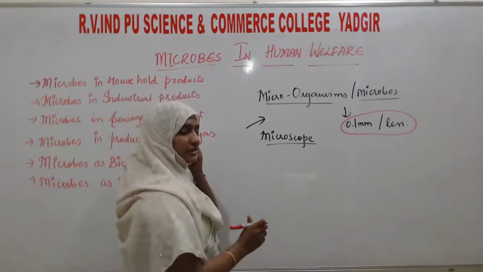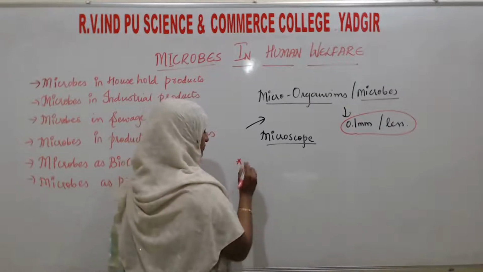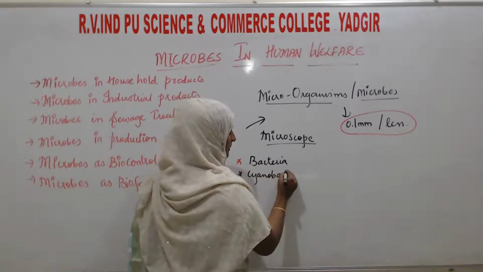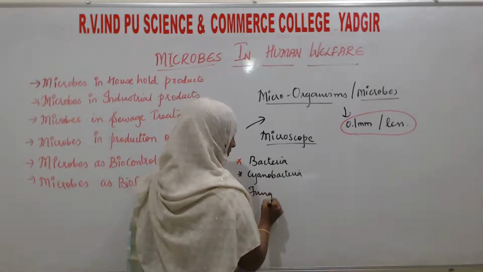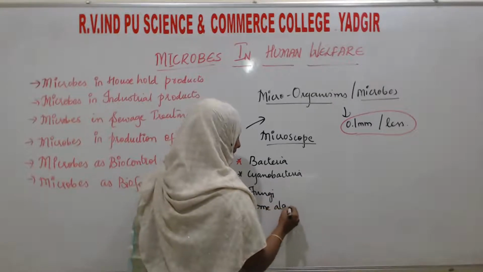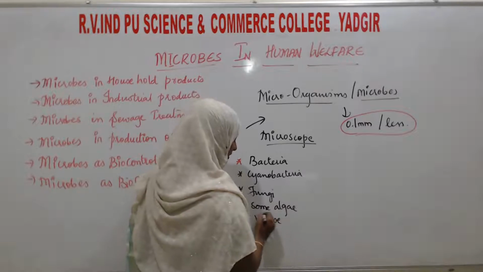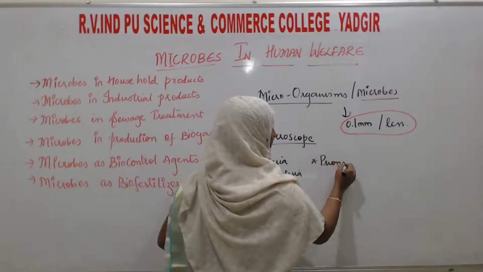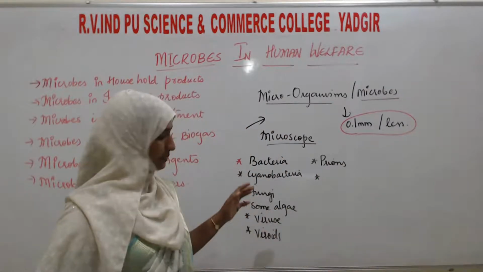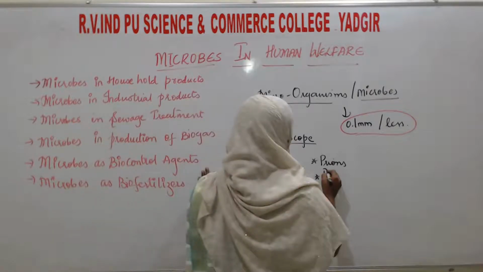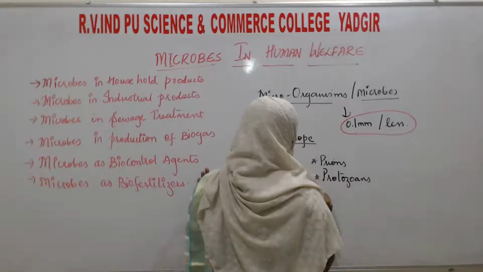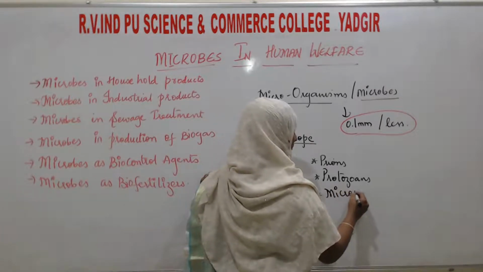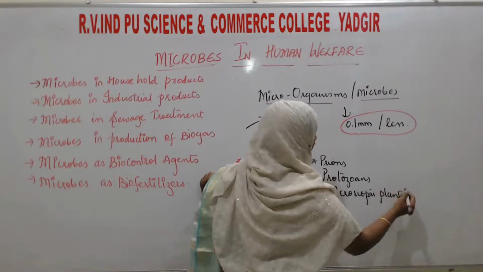So what are the microorganisms in this world? First of all, bacteria, cyanobacteria, that is blue green algae, fungi, some algae, and viruses also come under this: viruses, viroids, prions, and protozoans. Then some of the microscopic plants also come under the microorganisms.